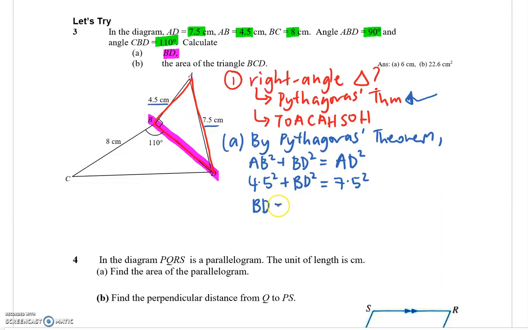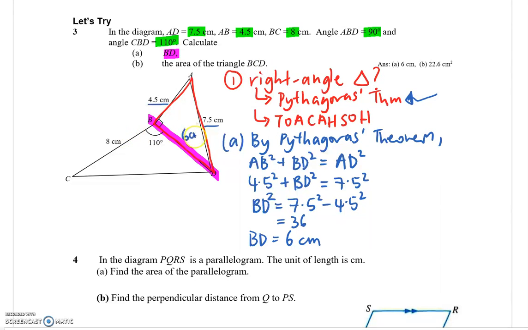BD is equal to, bring over the 4.5 squared and take the square root. So let's do that step by step. BD squared is 7.5 squared minus 4.5 squared. That gives you 36. So BD is equal to 6 cm. Okay, so let's label that since we have found that. So BD is 6.